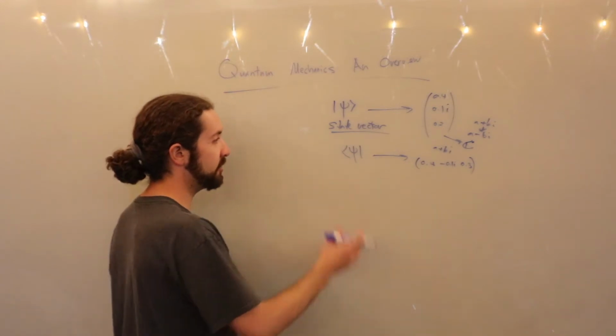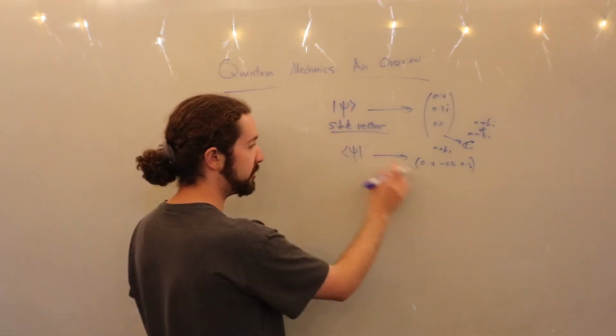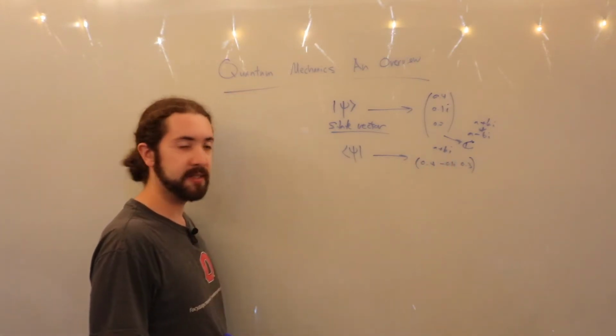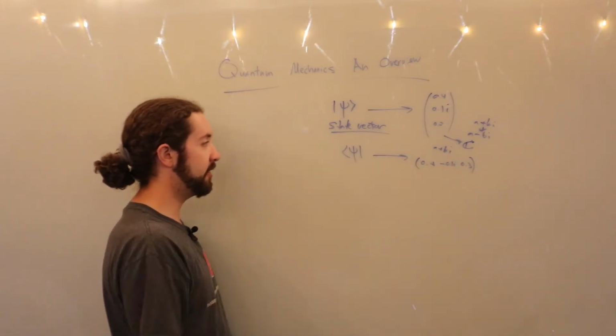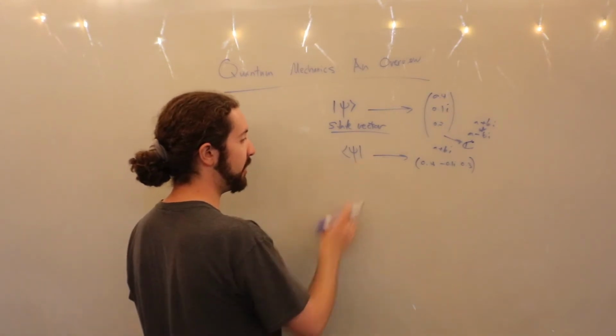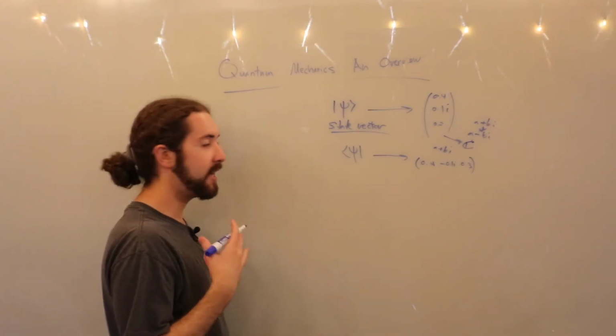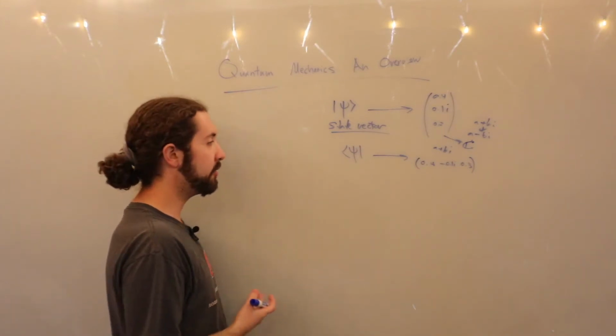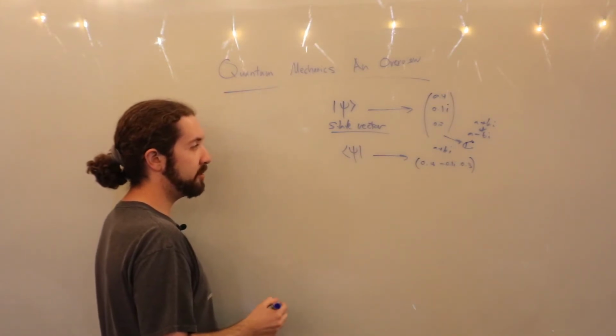And of course, you could do the same thing to get back the original. You just flip it and take the complex conjugate of all the entries, and you have your original state vector back. And the reason we want to be able to do this is that there's certain calculations, sort of like products, like you know, in everyday life, that we want to be able to do with this.